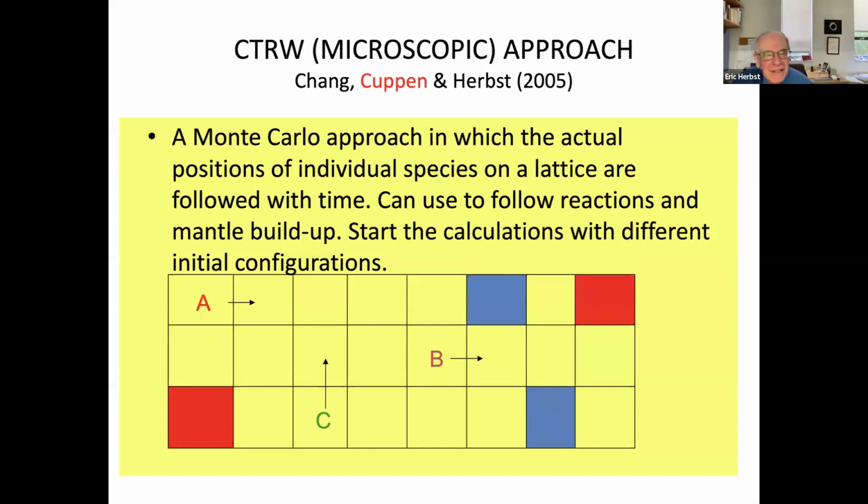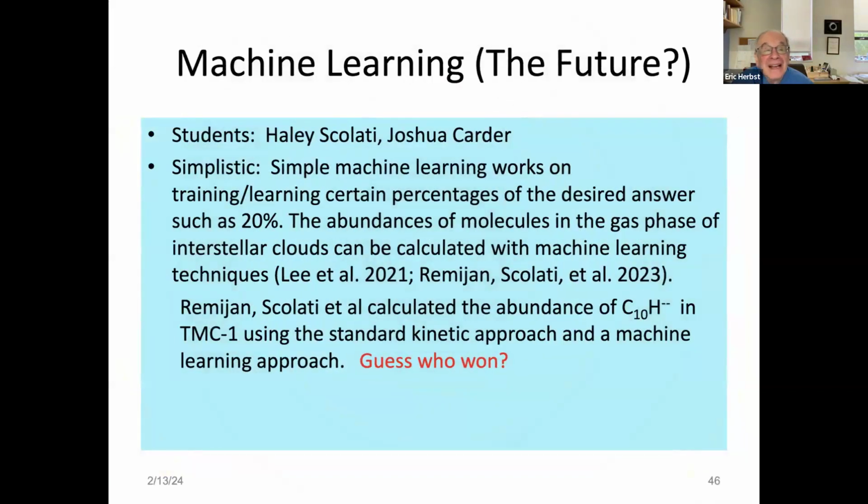Some of you may have heard of machine learning. I have two students that prefer to use machines. This is done by theory, and the theory gives what percentage of species are likely to react and what are not. It's, in a sense, a random process with machine learning techniques that I know very little about, but the students do it.